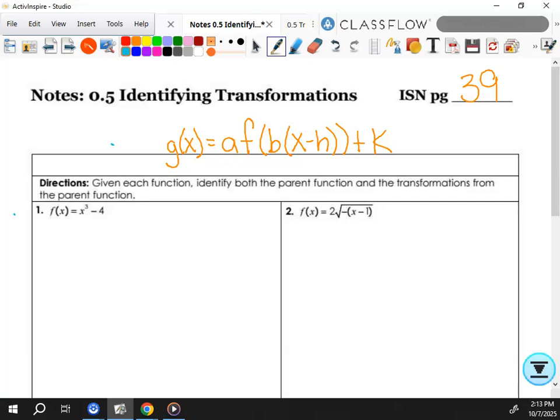Everything you do after that affects Y. That doesn't mean moving left to right, because the 2 is done after you take the square root, right? Even though it comes first, because you have to take the square root, then multiply by 2, right? So everything under the square root here affects X. Everything not under the square root affects Y. You with me on that?